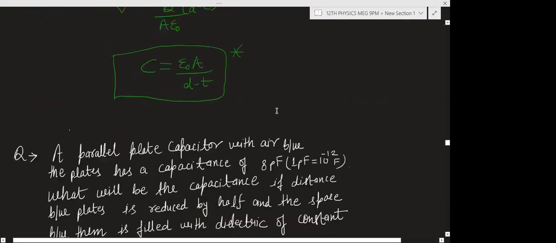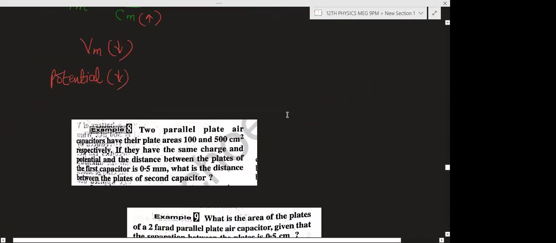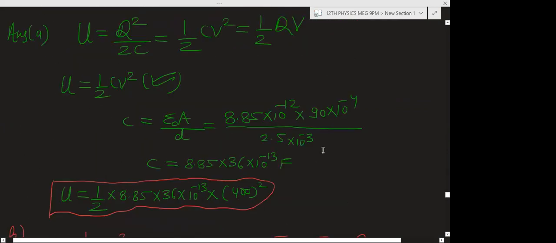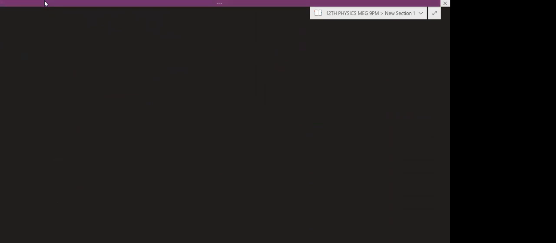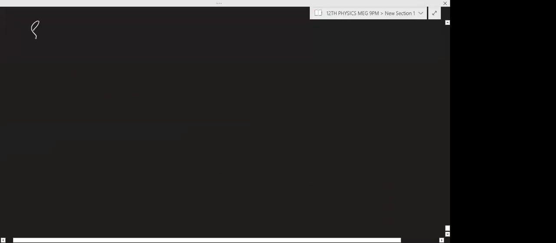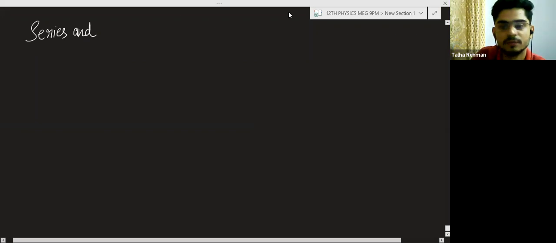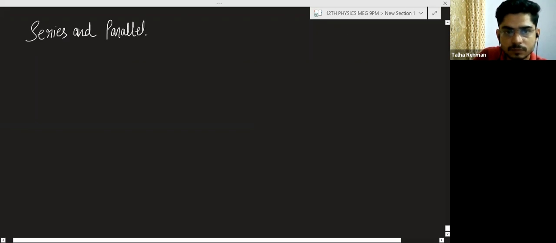Parallel plate capacitor. And in this class, we will discuss series and parallel combination of capacitors.